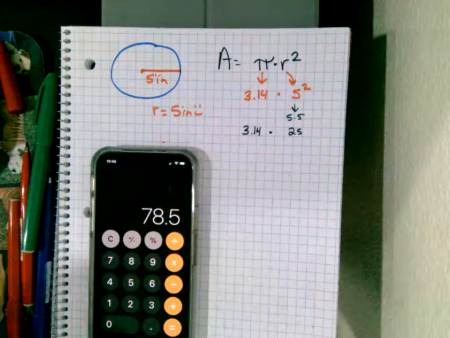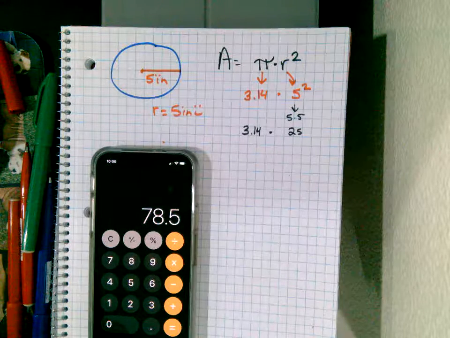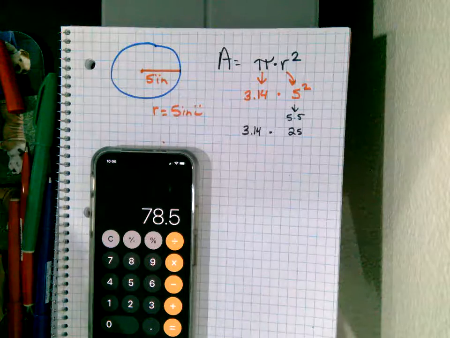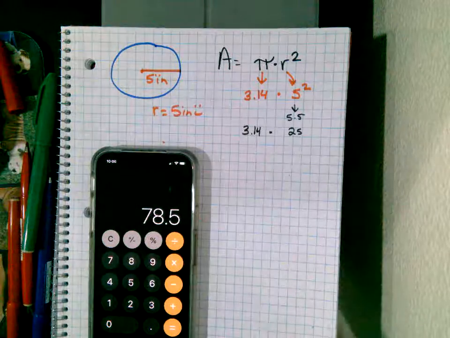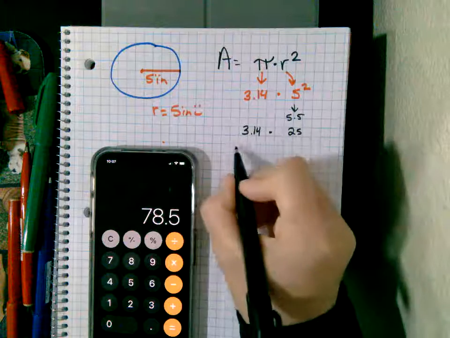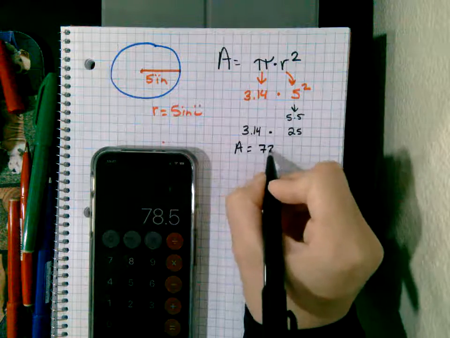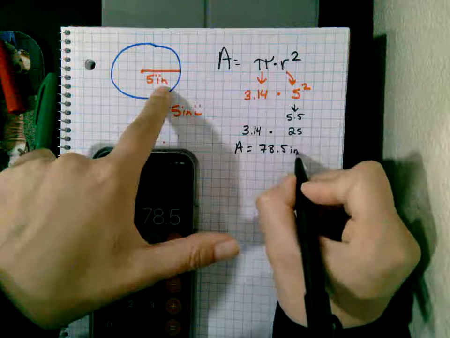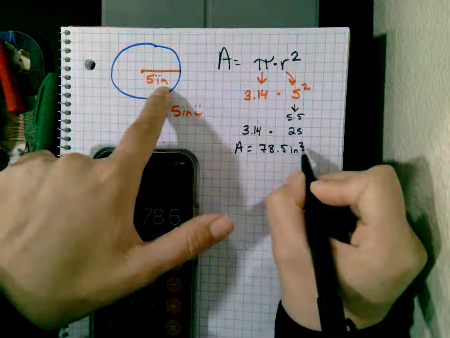78.5. So we're going to write that down. But we're not done. So I'm going to write this number down. My area is equal to 78.5. Now, you see the units? I'm going to write down the units, and then I'm going to write a square at the end of it.